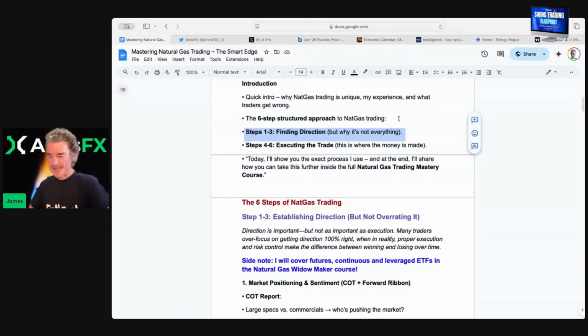And the next 3 steps, 4 to 6, are about executing the trade. And this is where the money is actually made. So don't get obsessed with finding a direction or picking a direction. Learn these ideas, these concepts. Obviously, in the course, I'll go into a lot more detail about this. I'm going to give you the bare bones here.